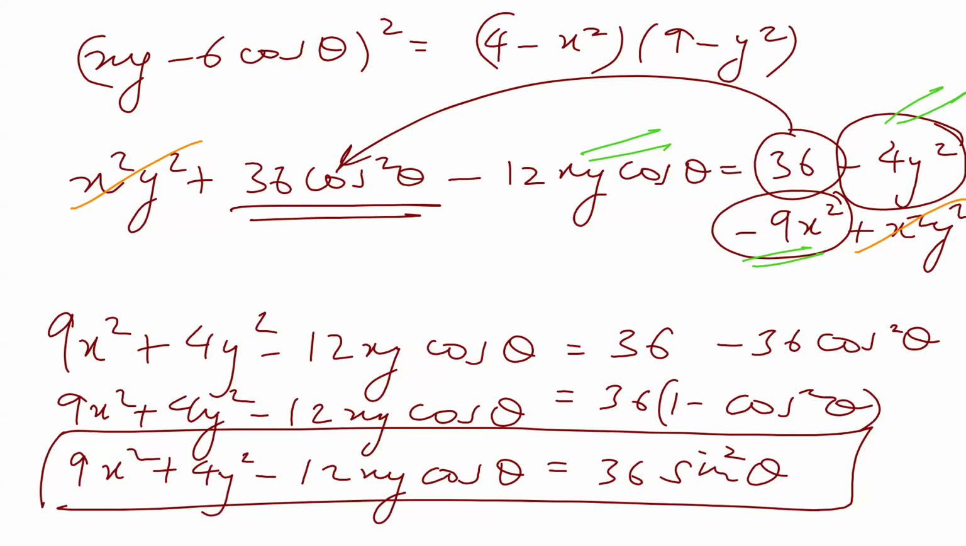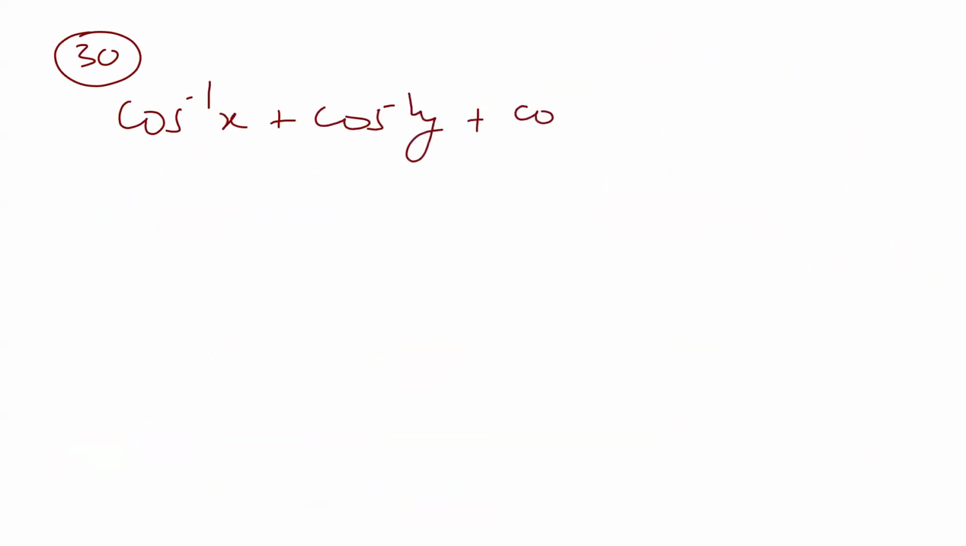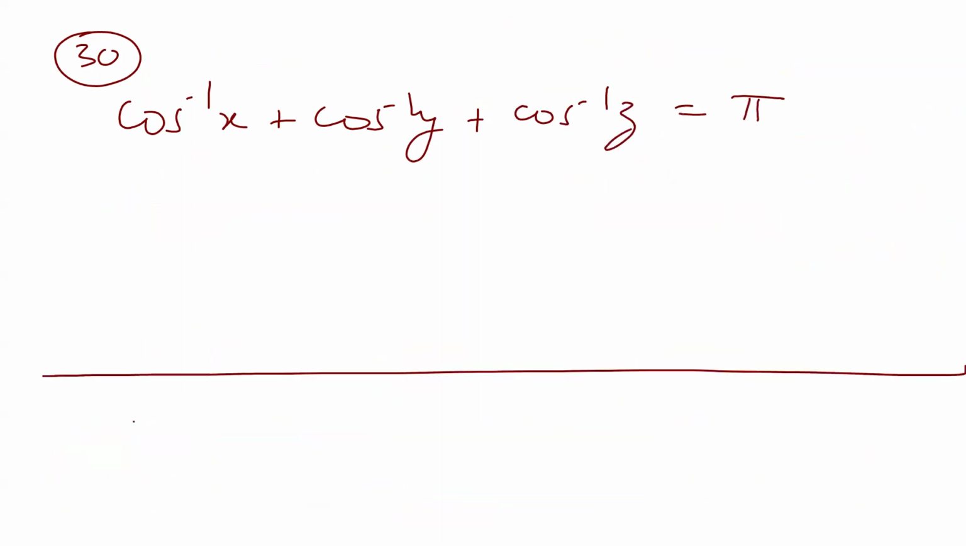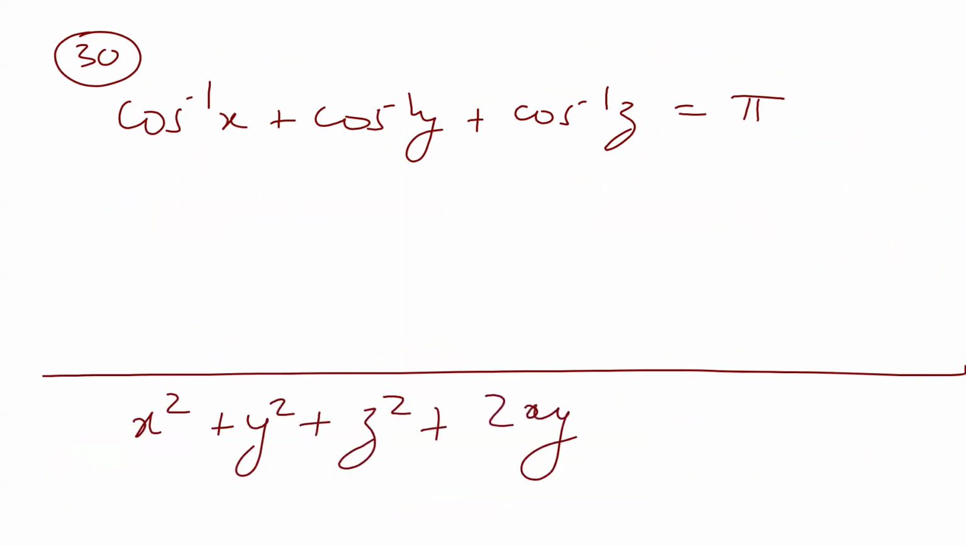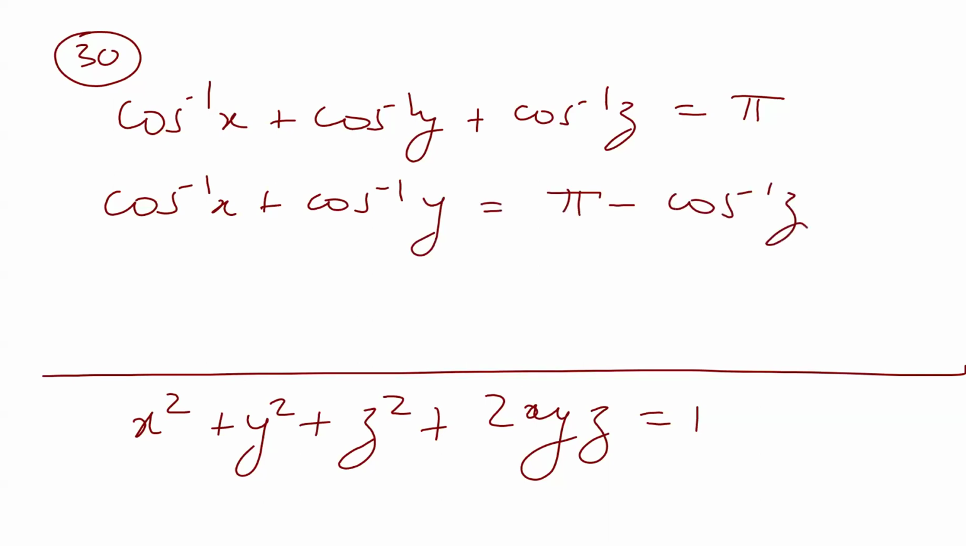Let's go to the next question, question number 30. So we are supposed to prove, this is given, cos inverse x plus cos inverse y is equal to pi. And what we are supposed to prove is x square plus y square plus z square plus 2xyz is equal to 1. So cos inverse of x plus cos inverse of y is equal to pi minus cos inverse of z.